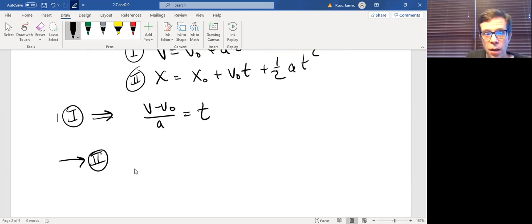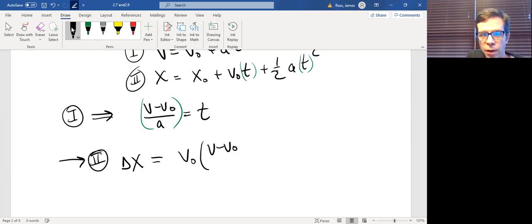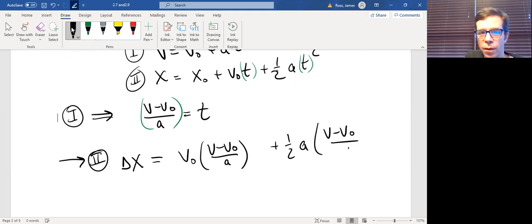Now we're subbing into equation 2. So x minus x naught, I'm just going to write as delta x. I'm going to bring the x naught over. v naught, and again, we're subbing in this representation for this t and this t. So (v minus v naught) over a, and 1/2 a, oops, I wrote the t again even after subbing in, (v minus v naught) over a, squared.